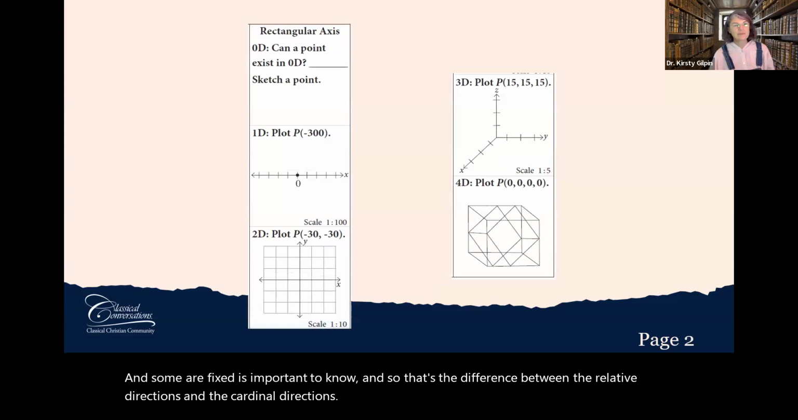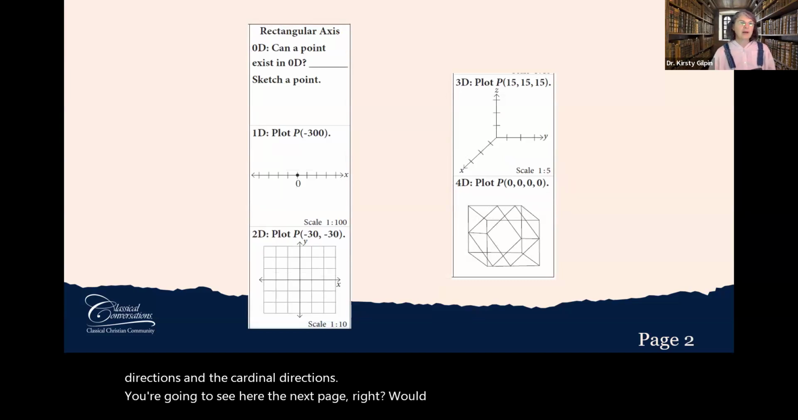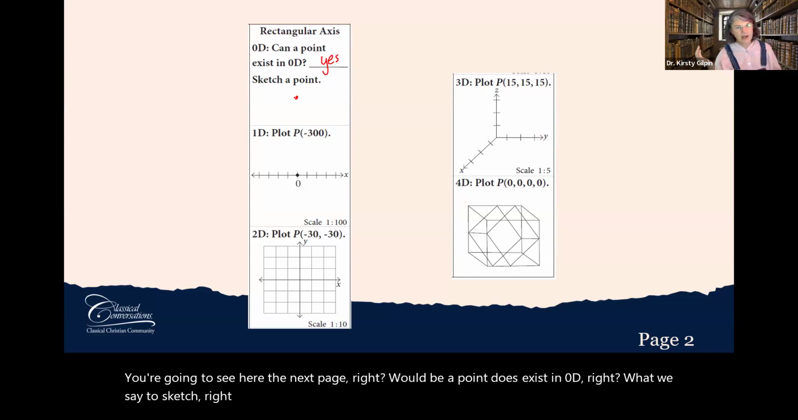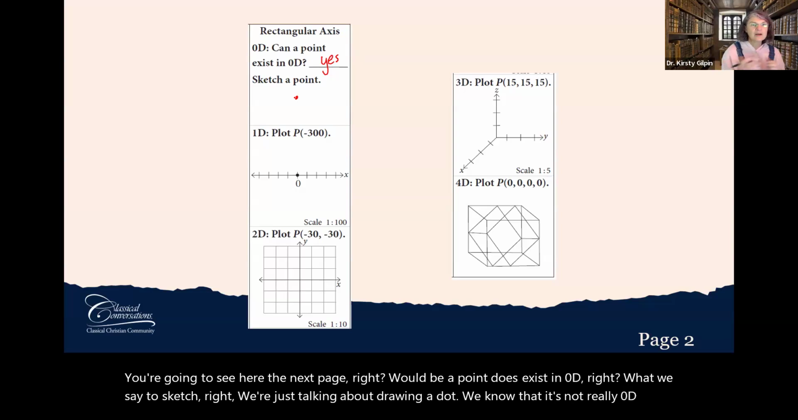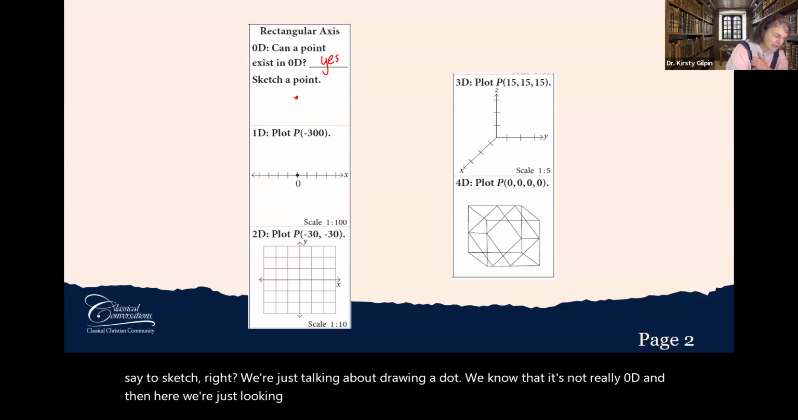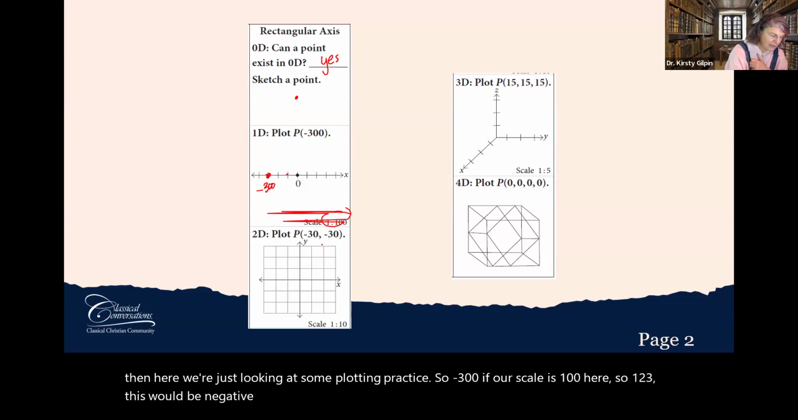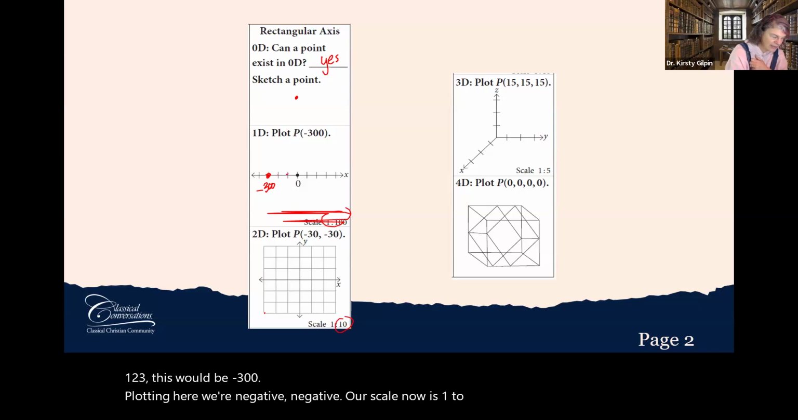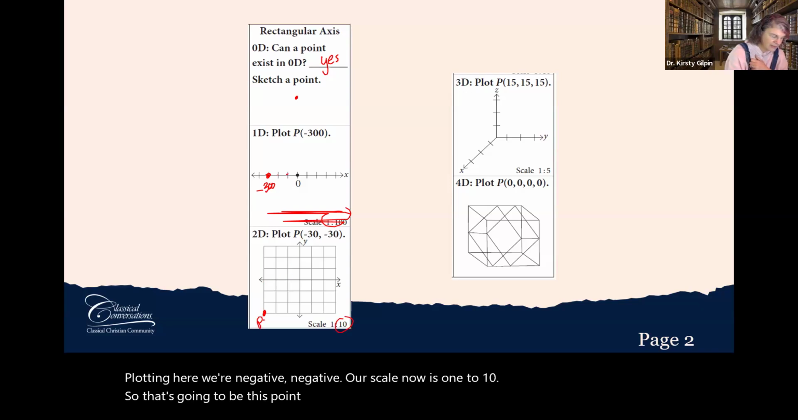You're going to see on the next page that a point does exist in 0D, right? When we say to sketch, we're just talking about drawing a dot. We know that it's not really 0D. And then here we're just looking at some plotting practice. So -300 if our scale is 100 here. So 1, 2, 3. This would be -300. Plotting here, we're negative. Our scale now is 1 to 10. So that's going to be this point here.